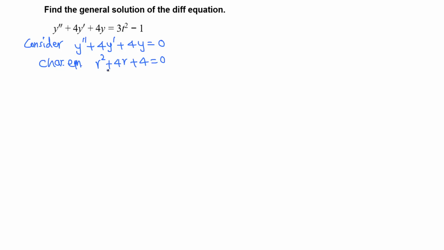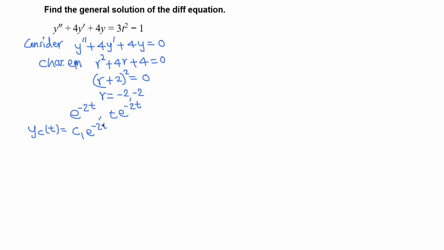Solve for r, so that's (r plus 2) squared equals 0. So r equals -2 with multiplicity 2. That means e raised to -2t is a solution, and with the same, equal root, t times e raised to -2t is another solution. In this way we can write down the complementary solution, that's c1 times the first solution plus c2 times the second solution.